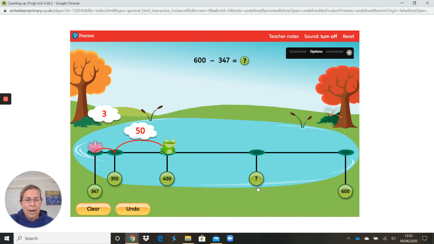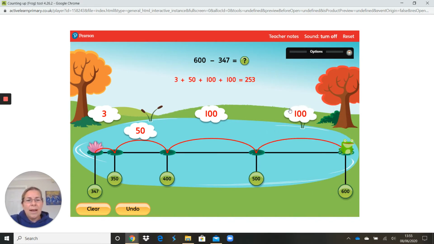From 400, where do you think we're going to go next? We're not going all the way up to 600. Although some of you will be able to do that, and that will be a great job, and you can just skip straight to that step. But the 100 in between is 500. So we're going to take a jump of 100, and then a final jump of 100, and we're going to add up together.